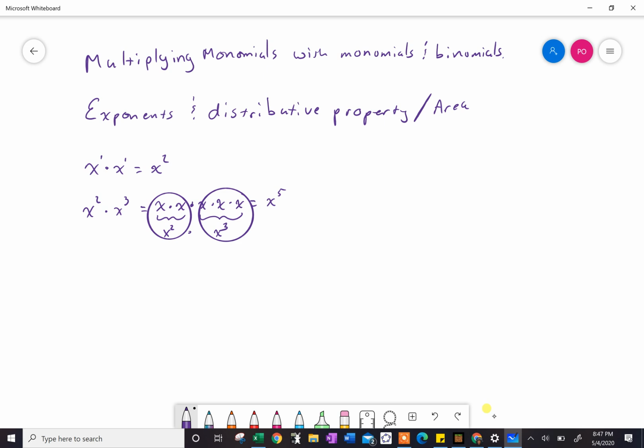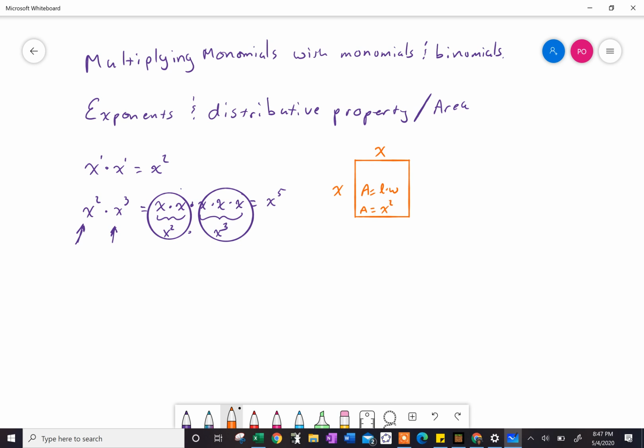All right, so what did we just do? Really, I just multiplied a monomial with a monomial. And to illustrate this a little bit differently, check this out. If I had a square, and the side was x, and this side was x, the area is length times width, or x times x, which is x squared.